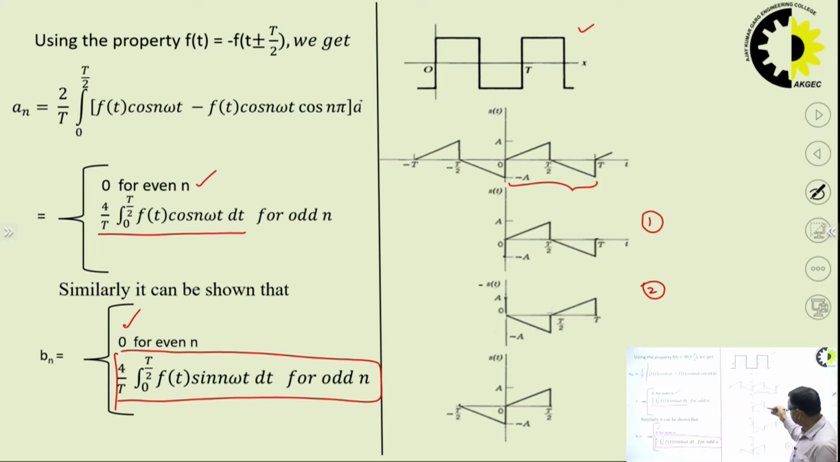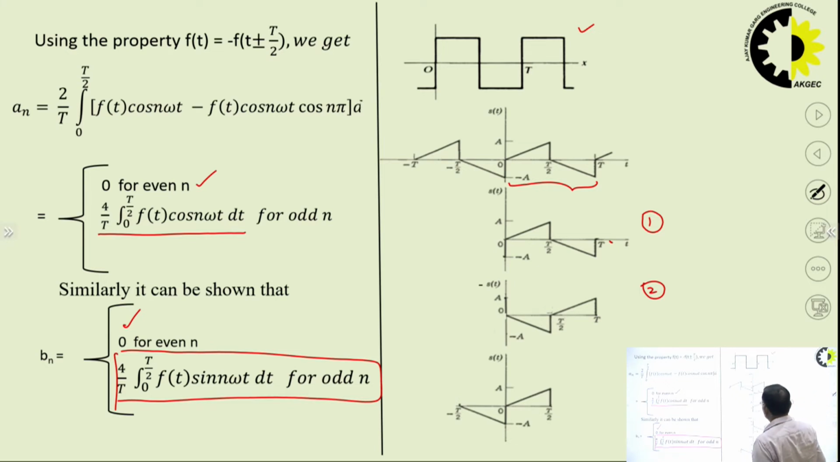Just try to listen carefully. This is the first step: I have taken one time period. The second step is I have inverted it. Then the third step is shifting the function by T by 2, either left or right, because it is plus minus T by 2.